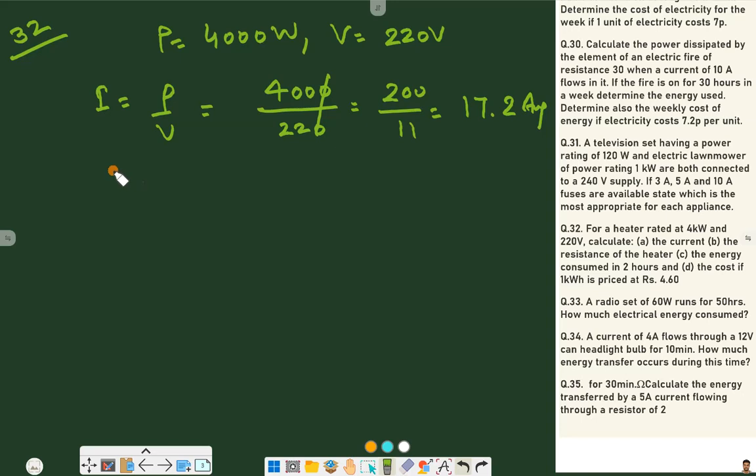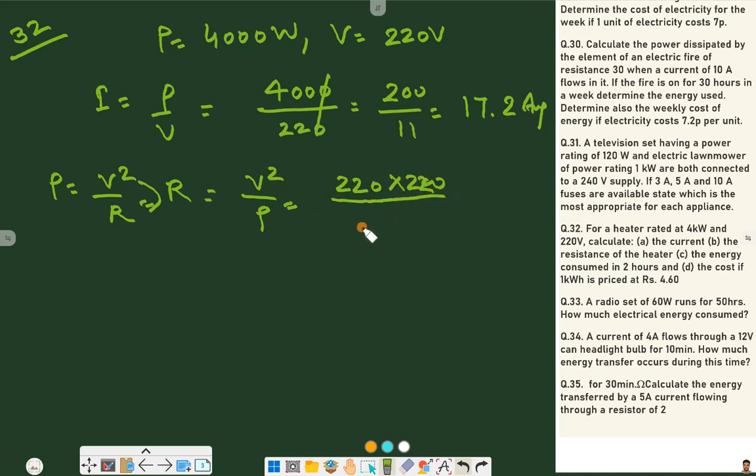Resistance we can find out as power is V square by R. So resistance is V square by P, and it is 220 into 220 by 4000. So 11 by 20 or 11 by 10, 11 into 11 by 10, or 12.1 ohm is the value of resistance, and value of current is 18.2 ampere.